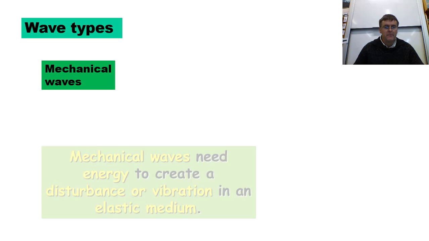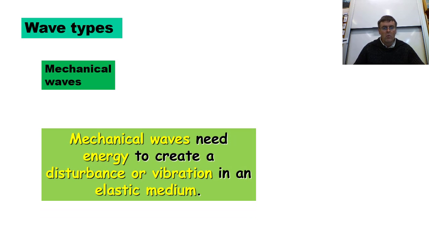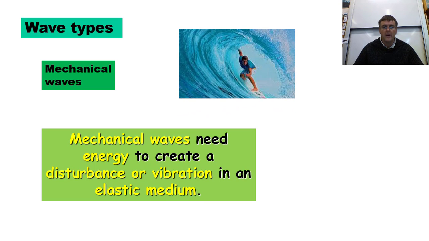So what types of waves do we have? Mechanical waves. Think about that word. There's a clue there. Like all waves, they need energy, and they create this disturbance or vibration in an elastic medium. It's the stuff that can move. So, the water, it can move, it can slosh about, we can put energy into it and get a wave out of it. And the surfer's using that energy to ride the wave.